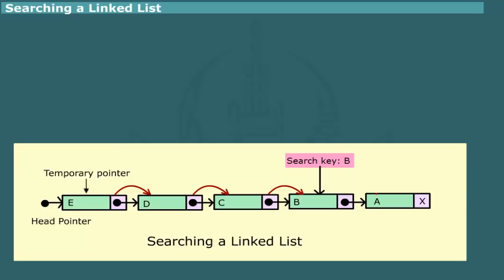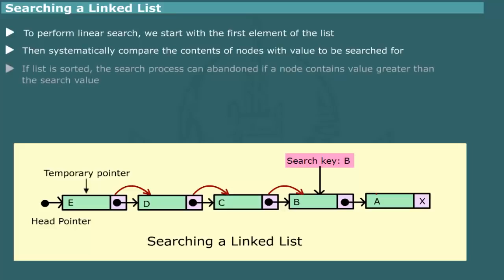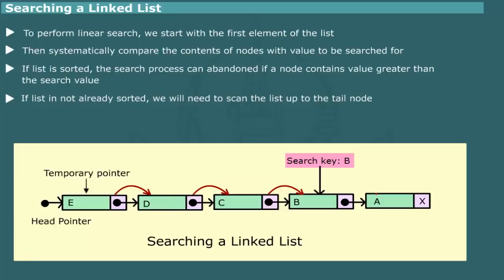Searching a linked list. We can perform a linear search on a linked list. In this operation, we start with the first element of the list and systematically compare the contents of nodes with the value to be searched for. The operation is terminated when a match is found. If the list is already sorted, the search process can be abandoned after the node value is found to be greater than the value to be searched. If the list is not sorted, we would need to scan the list up to the tail node.